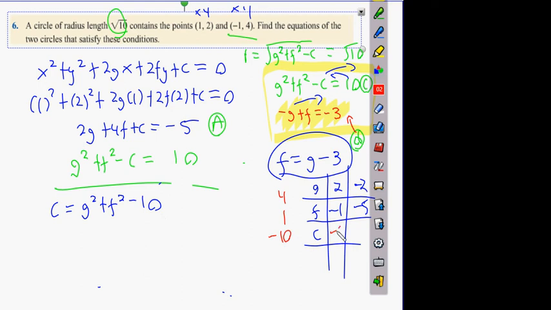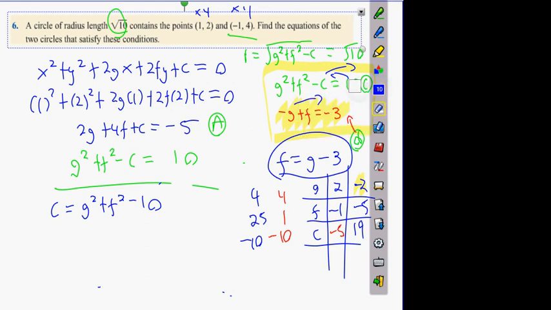Minus 5. Go again. Square the g value, 4. Square the f value, 25. Take away the 10. That's 19. And there's your 3 sets of values. You put these 3 sets of values into your equation of the circle.